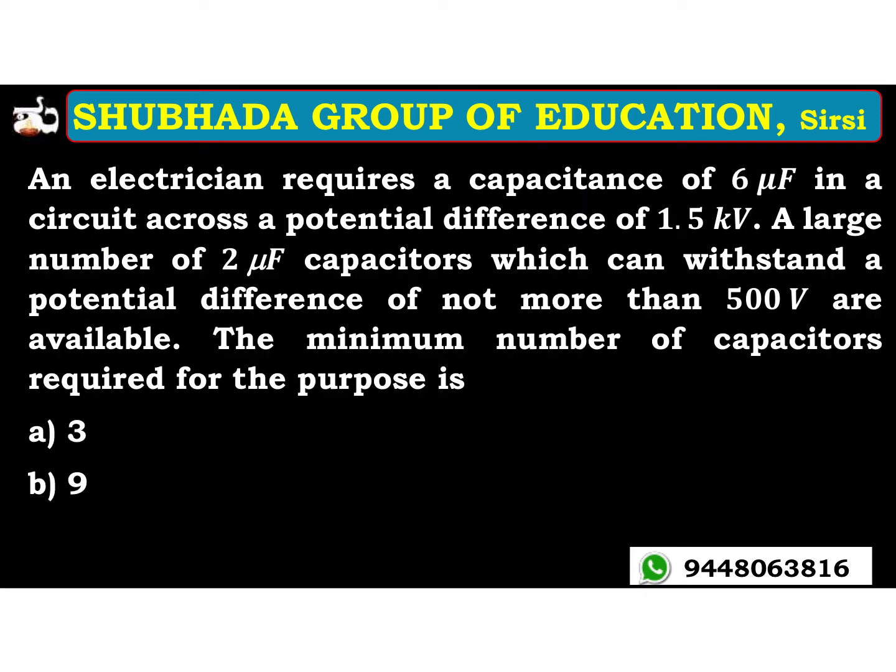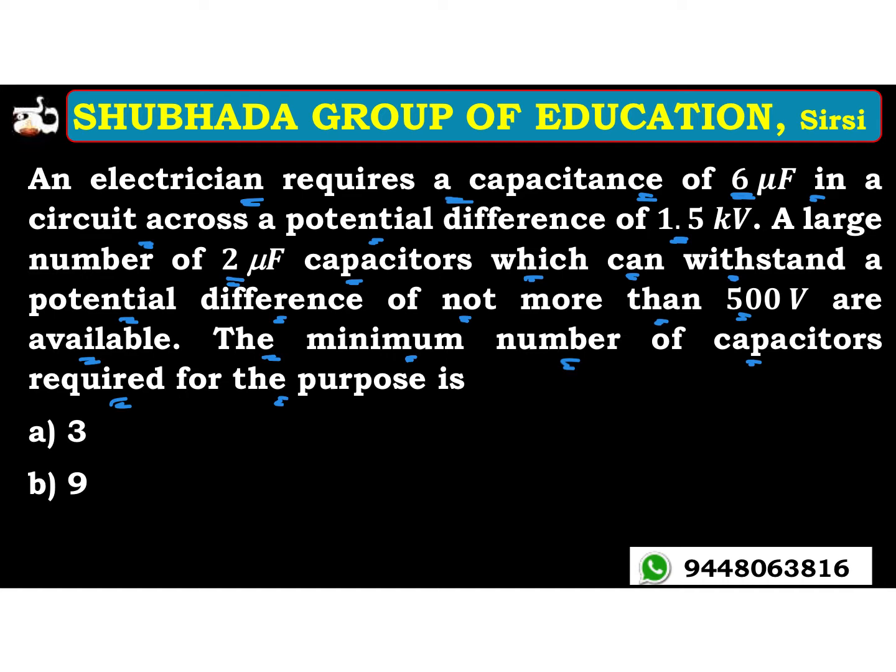So now I will take the next problem. An electrician requires a capacitance of 6 microfarad in a circuit across the potential difference of 1.5 kilovolt. A large number of 2 microfarad capacitors, which can withstand a potential difference of not more than 500 volt, are available. The minimum number of capacitors required for the purpose is the question. This is a very good problem.